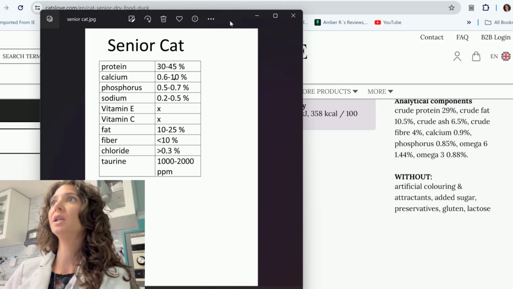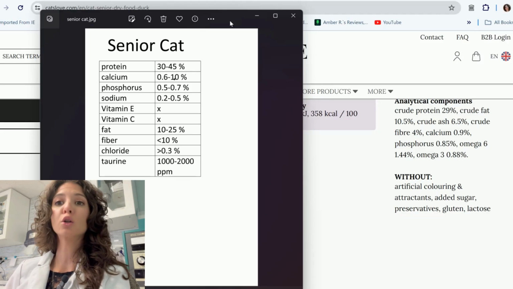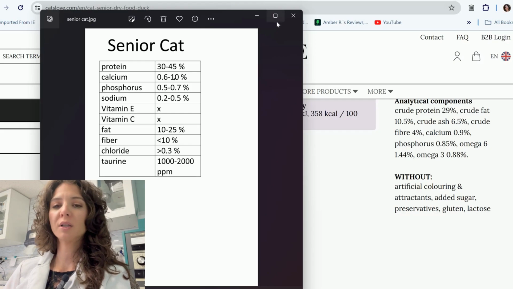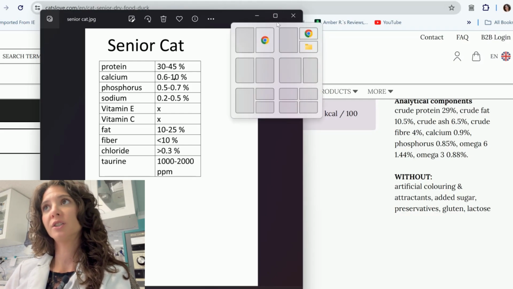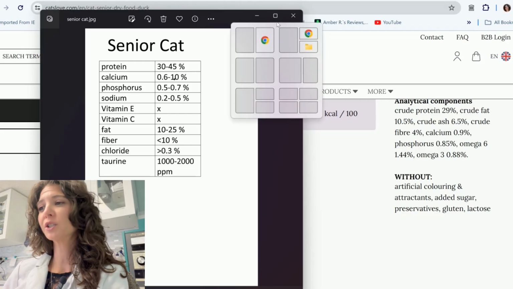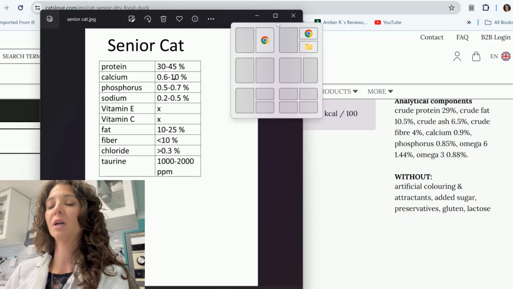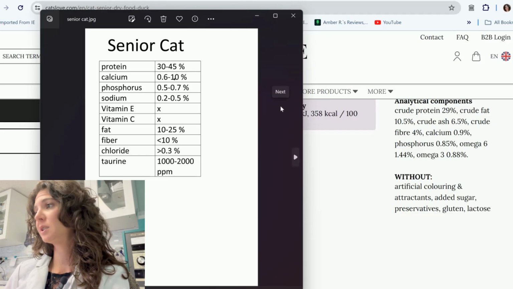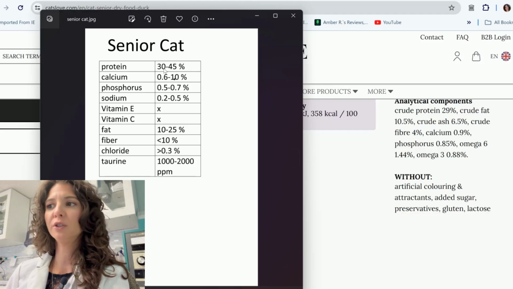We want moderate to low protein and low minerals, always across the board for our feline patients, just to prolong the life of the kidneys and reduce the chances of life-threatening urinary blockages, recurrent urinary infections, kidney issues, all those things that come with the feline as a species. And so ideally for our senior cats we want protein between 30 and 45%, calcium between 0.6 and 1.0, phosphorus between 0.5 and 0.7. And then there's a couple other parameters here that are not listed.